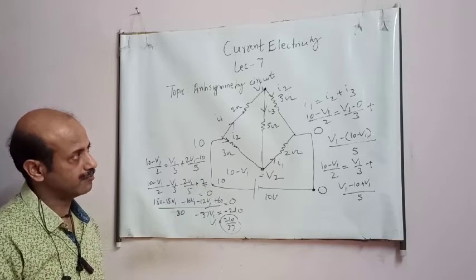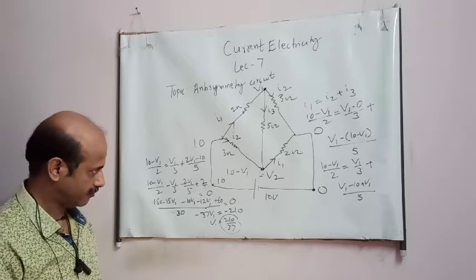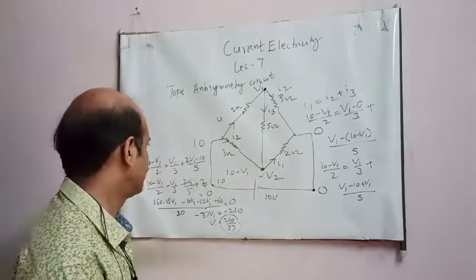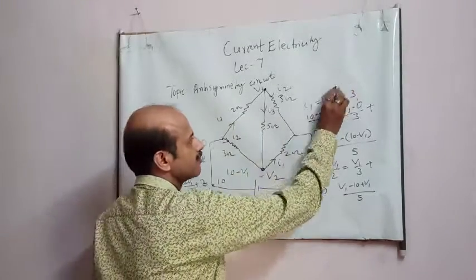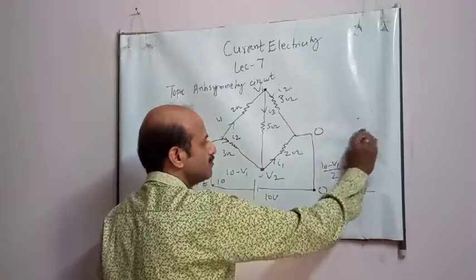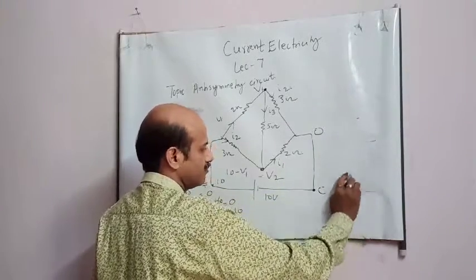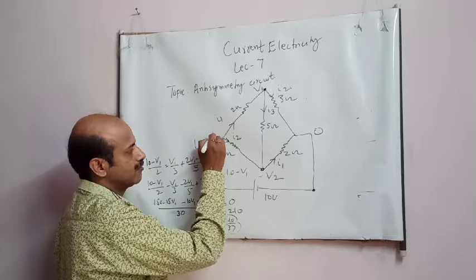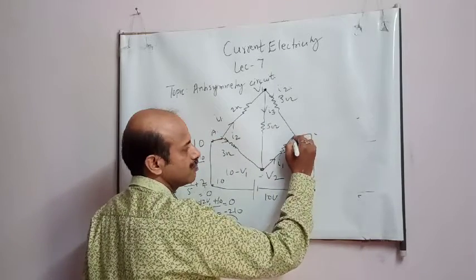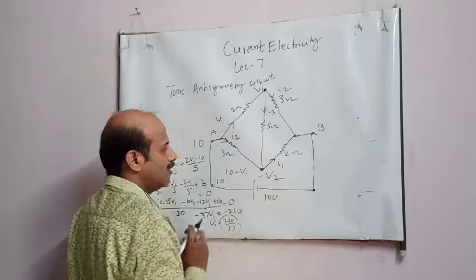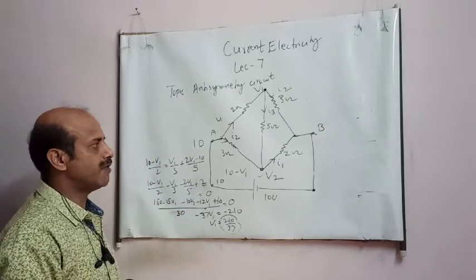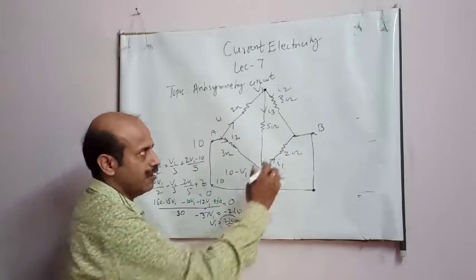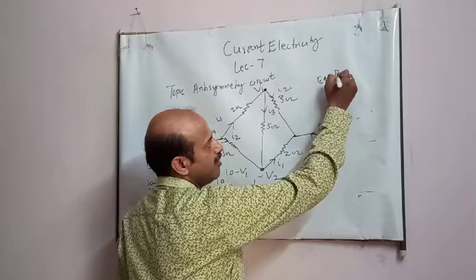Now one more thing, student. Suppose in this circuit it is asked to find out, this point is A, this point is B. Okay, it is asked to find out equivalent resistance between A and B.